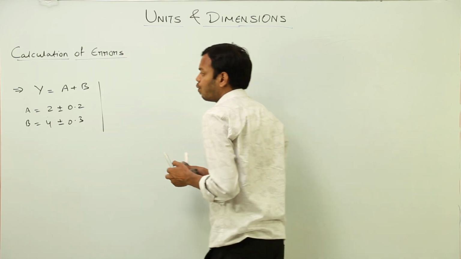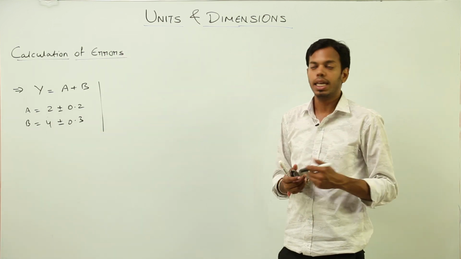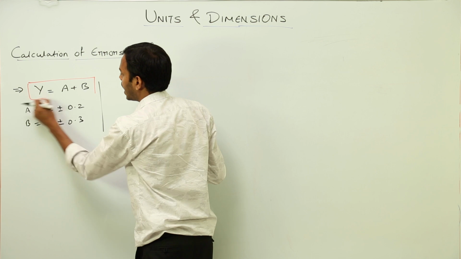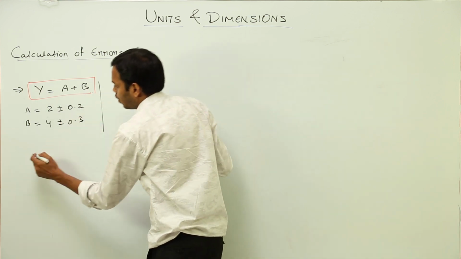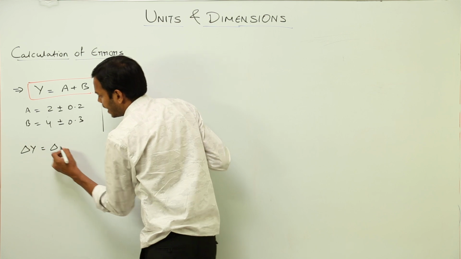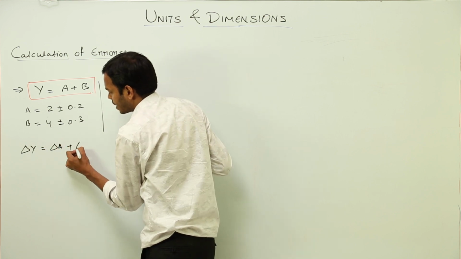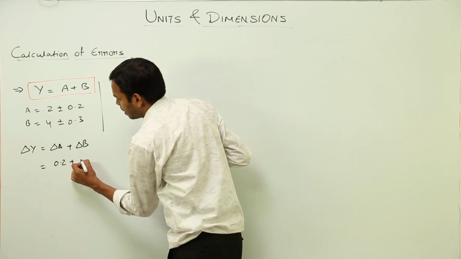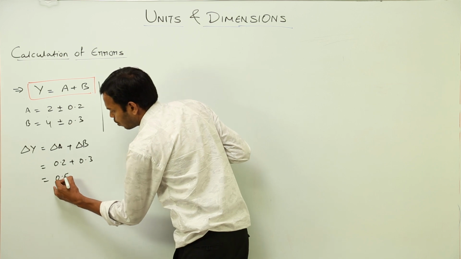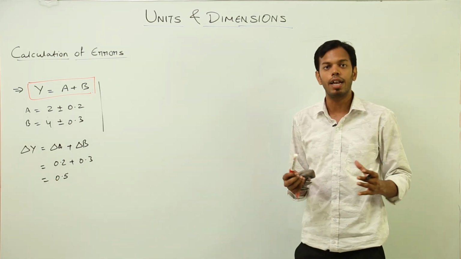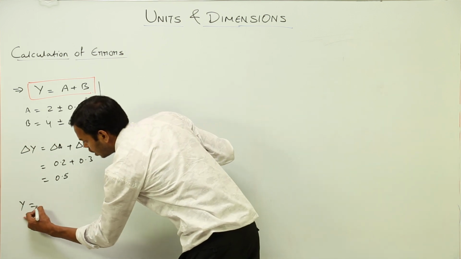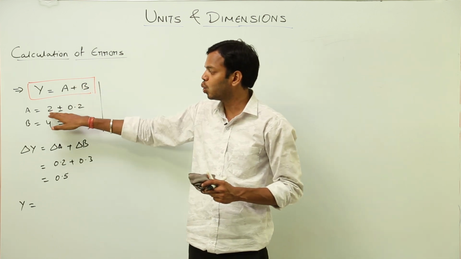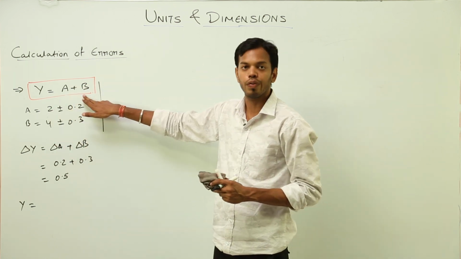Now I want to know the final error in the answer, that is, what will be the error if two quantities are added up. The error in the quantity would be the addition of individual errors, that is delta a plus delta b. Delta a is 0.2 and delta b is 0.3, so this comes out to be 0.5. Now, if you write the value of y, what is the expression for y? y is a plus b. What are the original values of a and b? 2 and 4. So y is basically 2 plus 4, which is 6.